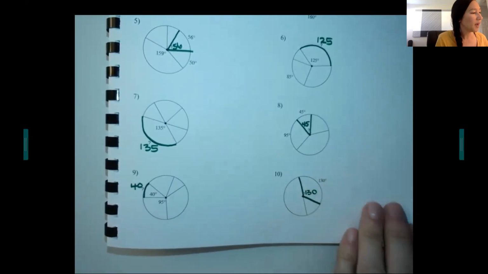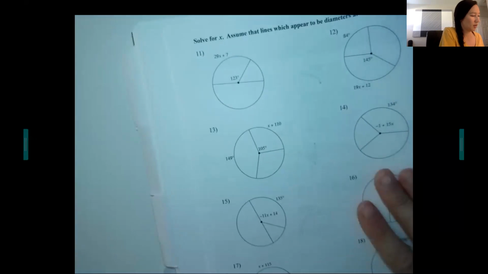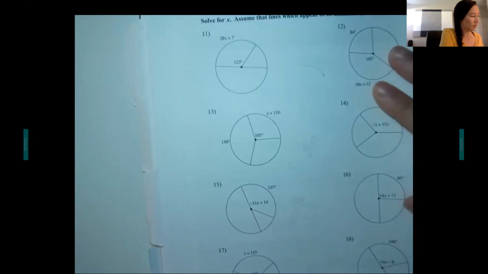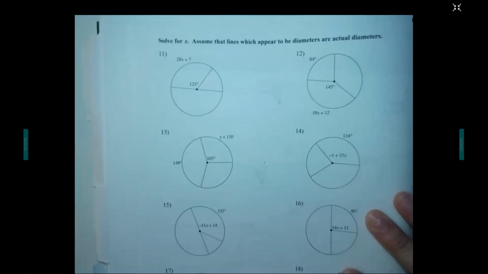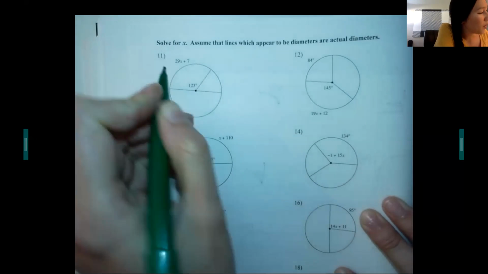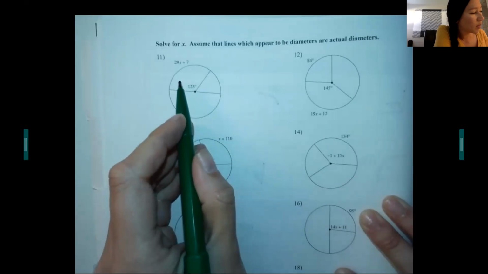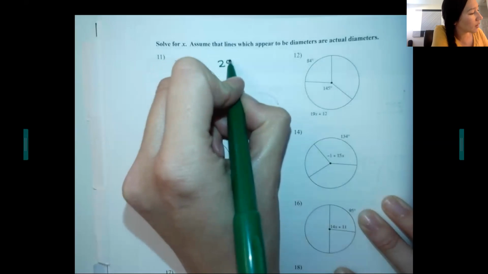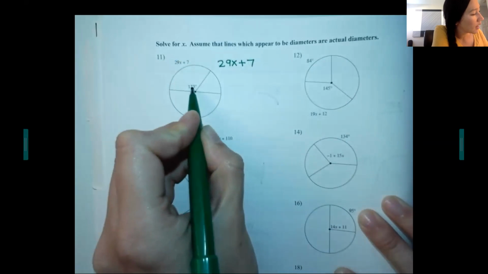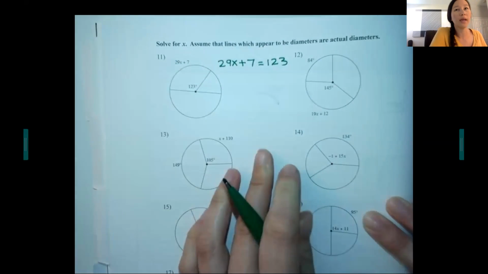Okay, so now that we understand their relationship, let's go ahead and do the harder ones on the back where we have to solve. So we know that the arc is equal to its central angle. So we need to set up our equation, remember? So we have 29x plus 7 is going to equal the central angle, which is 123.